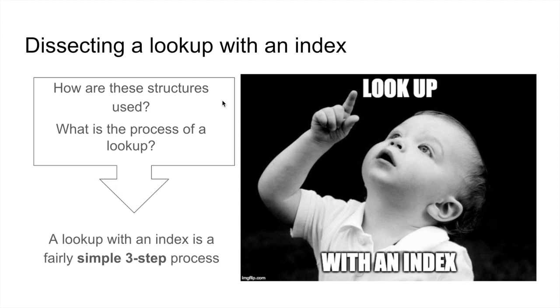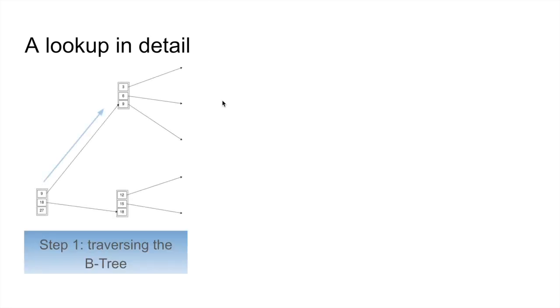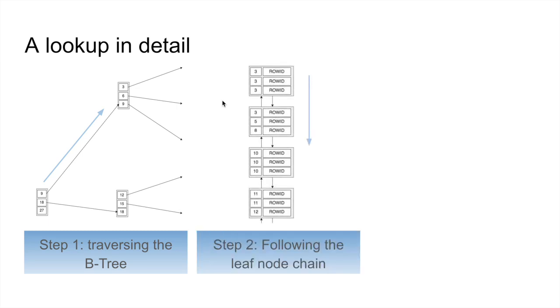Have no fear, when you look at a lookup with an index, you will soon find out that it's just a fairly simple 3-step process. Let's have a closer look. So the first step of a lookup with an index is traversing the B tree or the index tree, right? We've seen plenty of examples with that index tree, and you traverse it until you reach the leaf node chain.